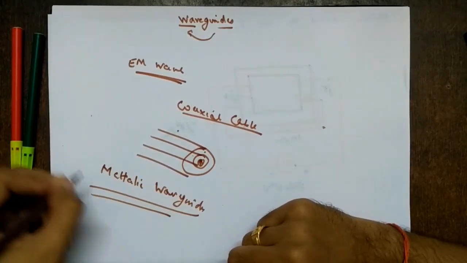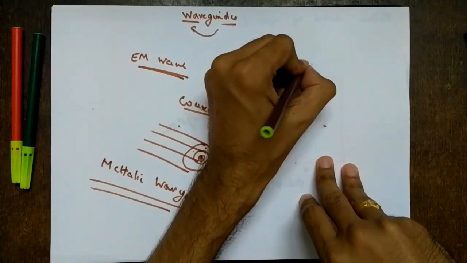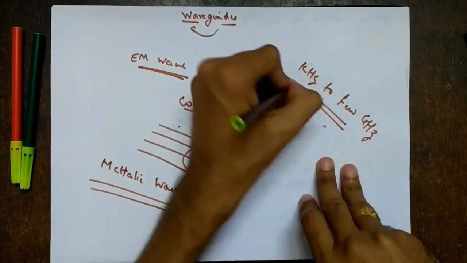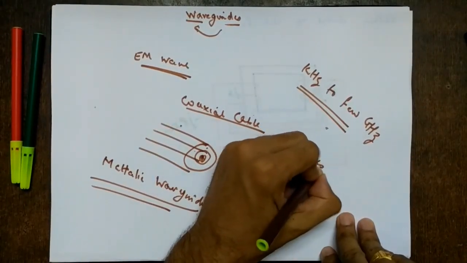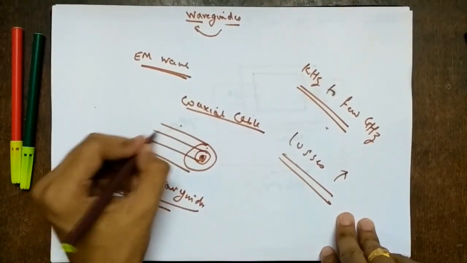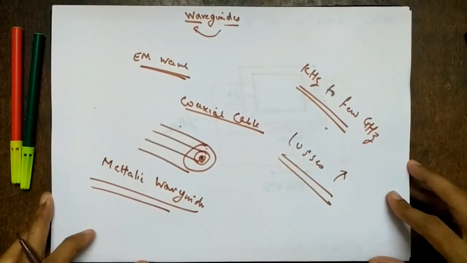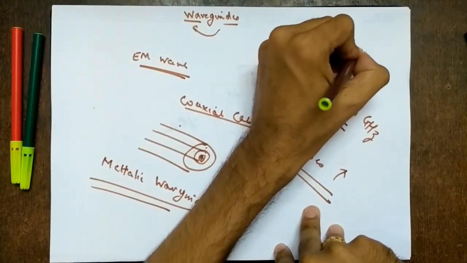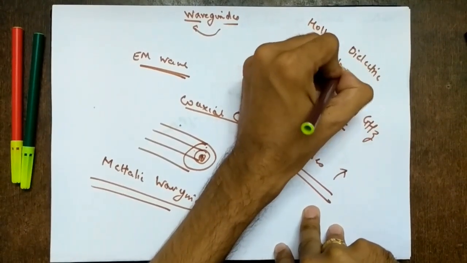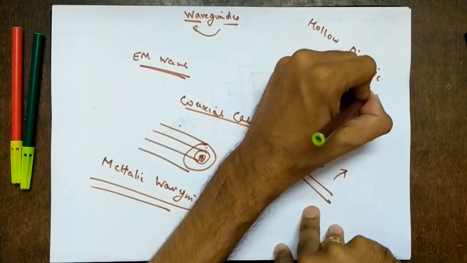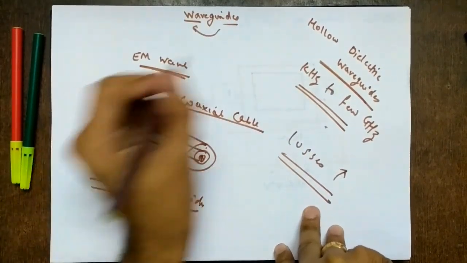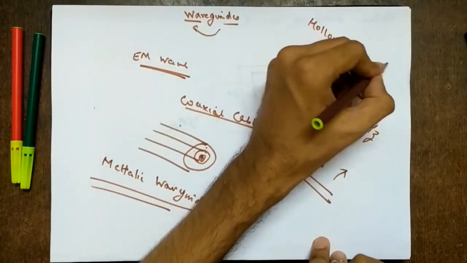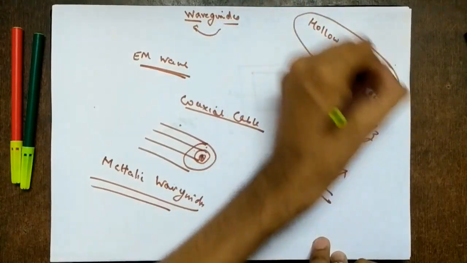But what happens in metallic waveguides? They are applicable only for frequencies from kilohertz to a few gigahertz. As the frequency increases, what will happen? Losses will increase. So this cannot be used at very high frequencies. So for that, which waveguides are used? Usually hollow dielectric waveguides are used. So when are hollow dielectric waveguides used? When we are not requiring very high losses. So when we have very high frequencies, we use dielectric waveguides.